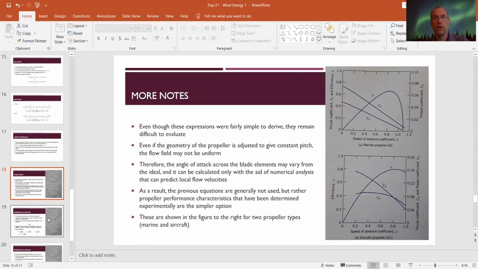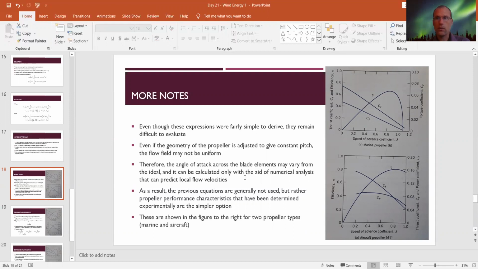A lot of things depend on a lot of other things. The CL and CD values depend on a lot of things, and angles depend on a lot of other things. So there are a lot of functions inside those integrals if you're going to use the more complicated expressions, the ones we saw just before the example. Even if the geometry of the propeller is adjusted to give constant pitch, generally these propeller blades taper and twist and do all sorts of things. Even if they don't, you still end up with a fairly complicated flow field. The angle of attack across the blade elements usually does vary, even with a nicely shaped propeller.